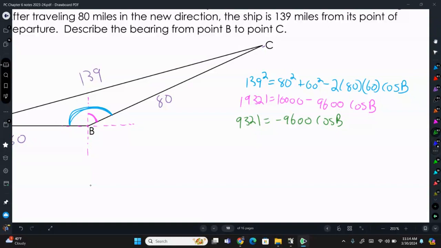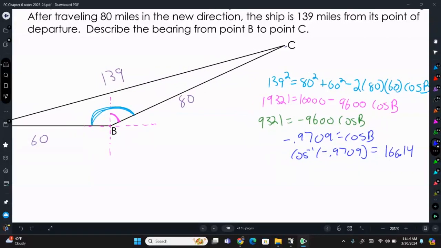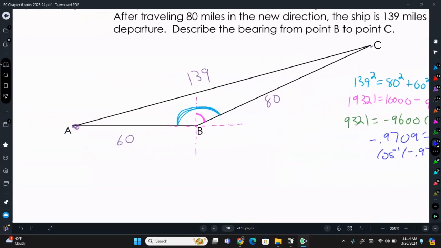You get negative 0.9709 equals the cosine of B. Then the inverse cosine of negative 0.9709, I get 166.14 degrees. So that's the angle in light blue right there.